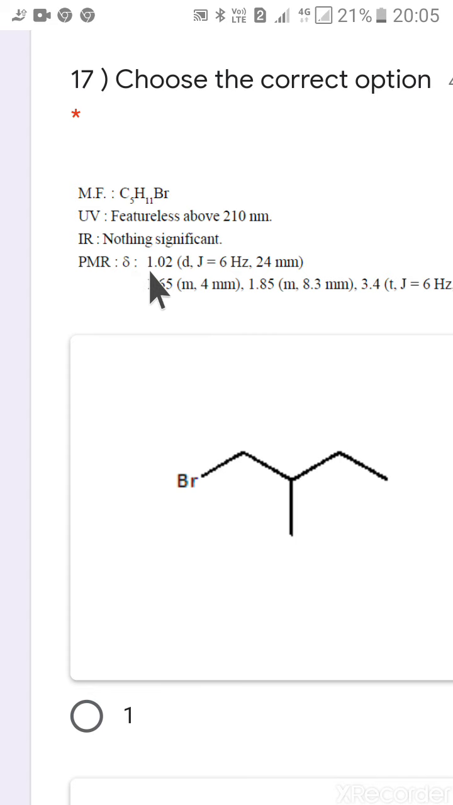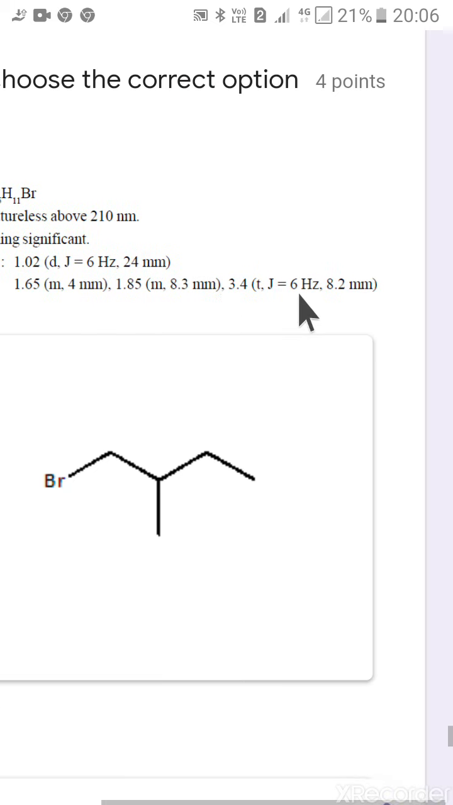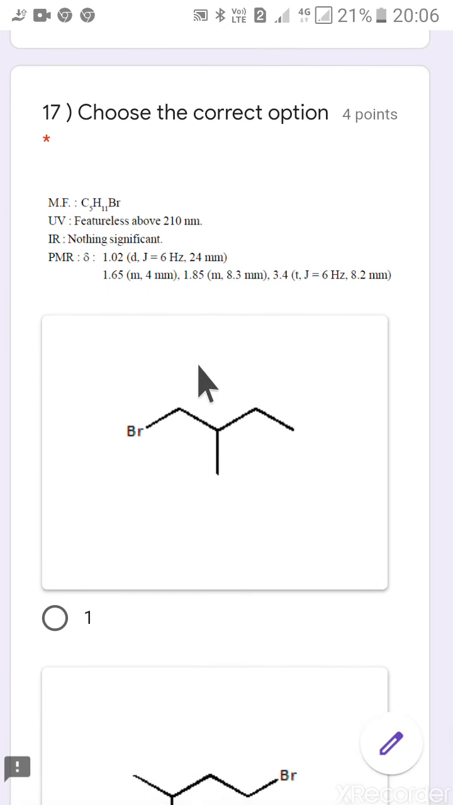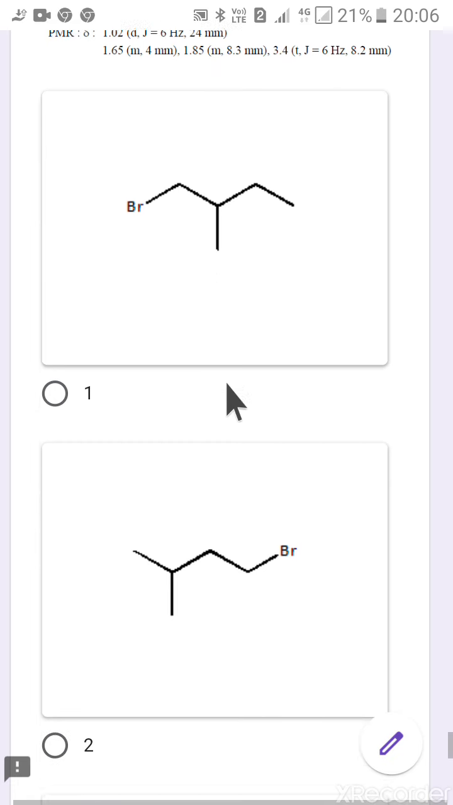And the PMR data shows 1.02, 6.65, and 8.85, roughly. Students, you can round it up to 8. So 4 will be 1 proton, and the 24 will be how many? 6 protons, then 2 protons, and again 2 protons. So we have this kind of PMR data. Let's see one by one. 1.02 means the most shielded proton of 6H. So there is no option for a 6H proton in this molecule, so this option is ruled out.